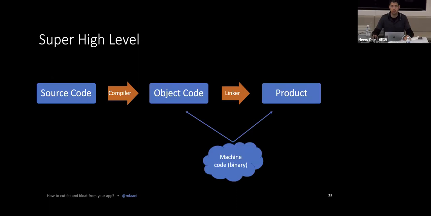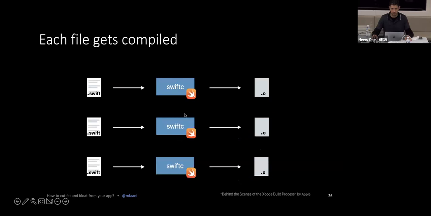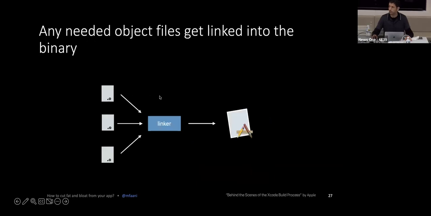So repeating that diagram from before, with only this addition: object code and product are both machine code. They're both zeros and ones, with the only difference that this is stitched together, and these are single pieces. So this is from the WWDC talk. Each file gets compiled into its own object file. Then you link them all together, and then you create your binary.